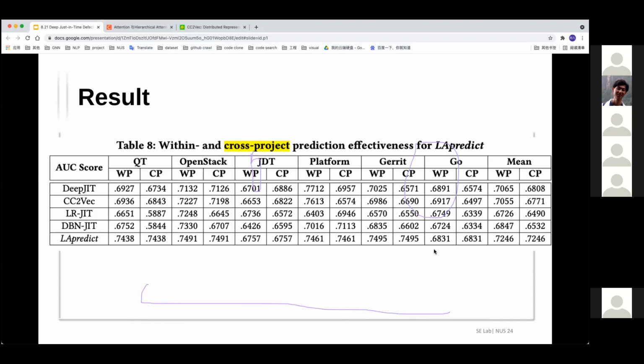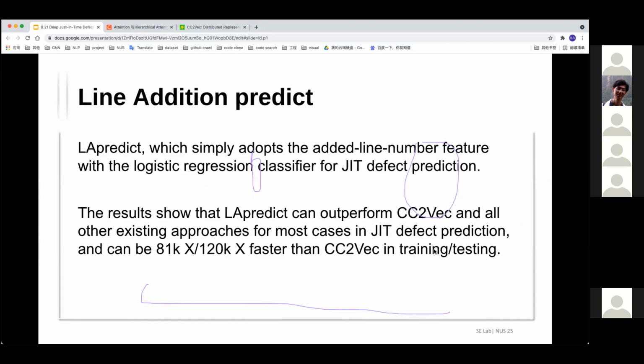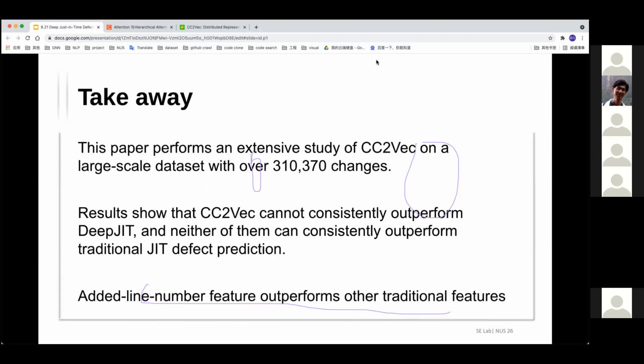Yeah, I think so. So I think it's not reasonable and not practicable. And this is the conclusion. He thinks that they outperform and are faster, they are two. And here is the takeaway.